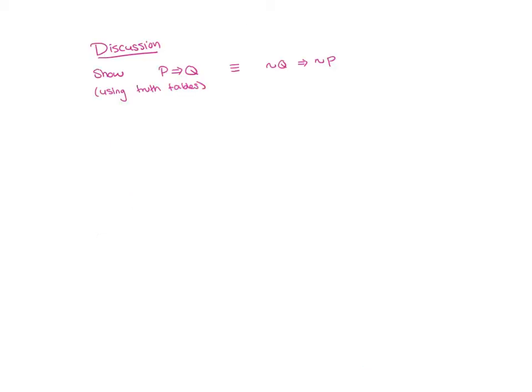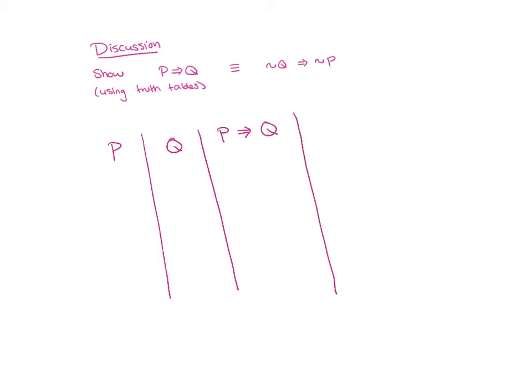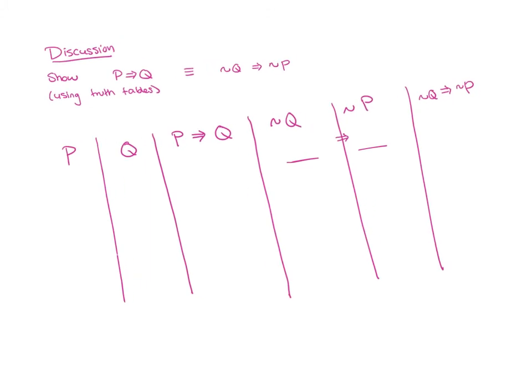Okay, so a question that I want you guys to do is I want you to show, using truth tables, that P implies Q is logically equivalent to not Q implies not P. So you might want to set this up by doing your P and then your Q. And then we know what the truth table for P implies Q looks like, so go fill that in. And then do a not Q and then a not P. And then just by comparing this to this with that implication symbol, you can figure out what not Q implies not P looks like. So I'll leave that for you guys to think about.